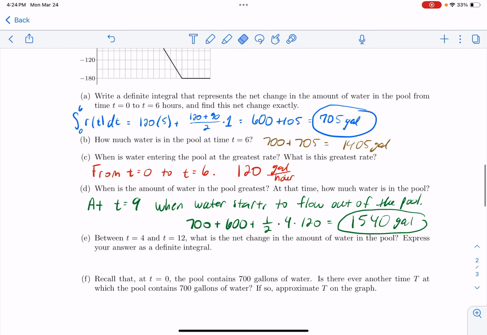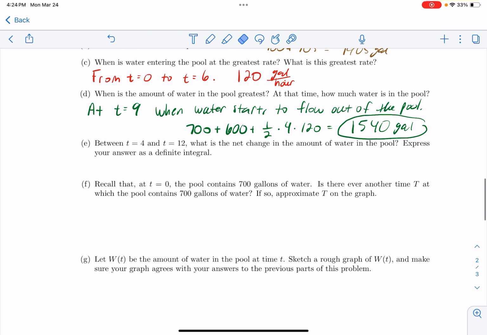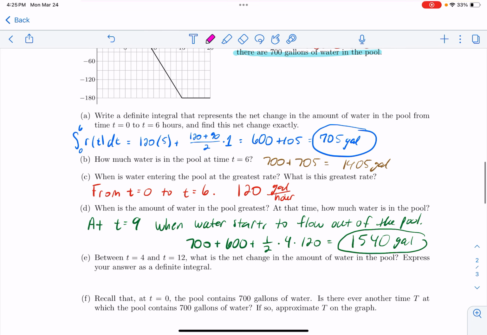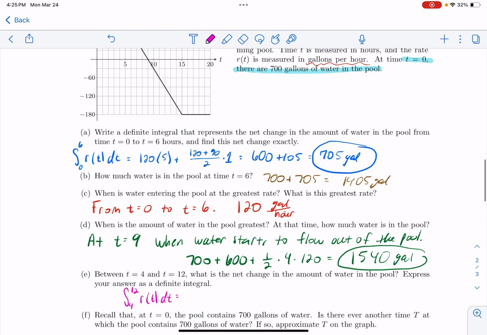All right, this says, between 4 and 12, what is the net change in the amount of water in the pool? Express your answer as a definite integral. All right, between 4 and 12, what is the net change? So net change is just, we're just talking about the integral, right? The area under the curve from 4 to 12. So integral from 4 to 12 of r of t dt. Again, we're integrating the rate to find the accumulation.